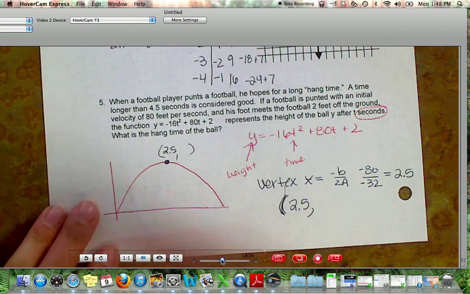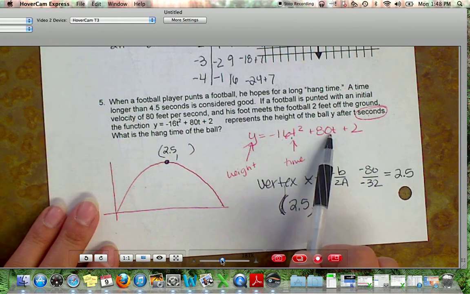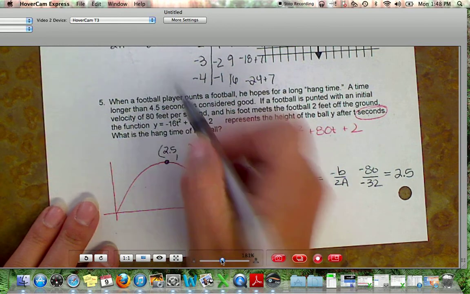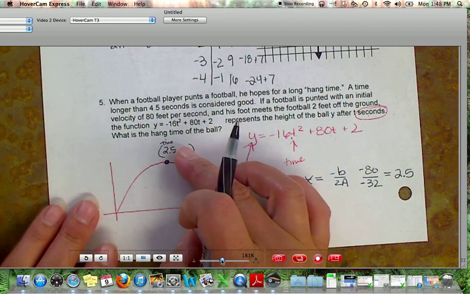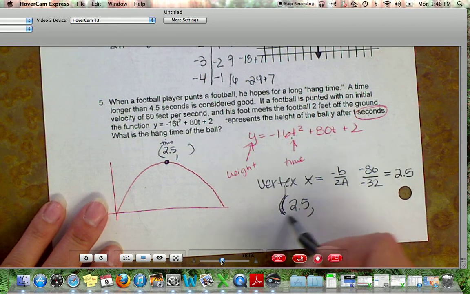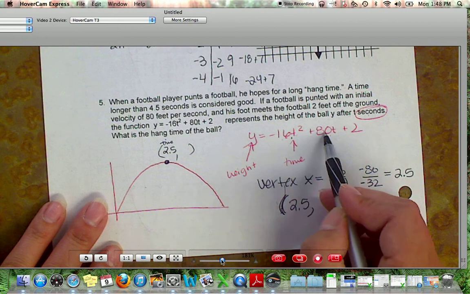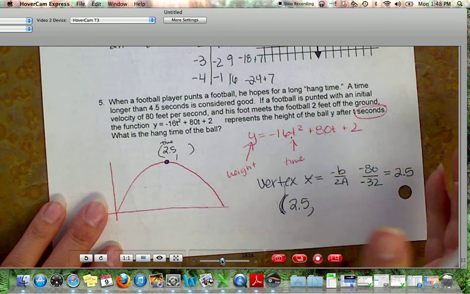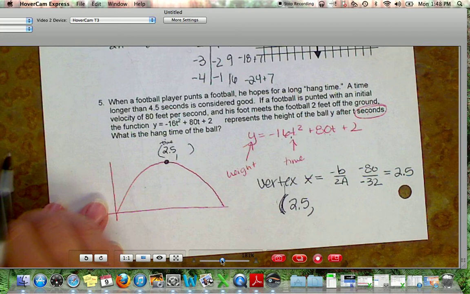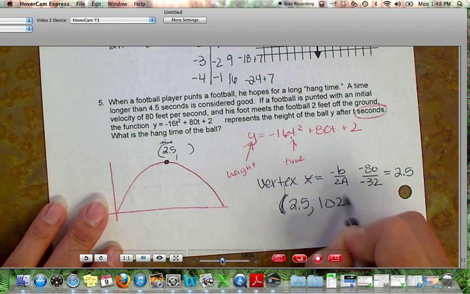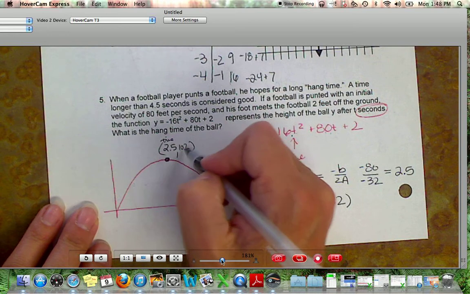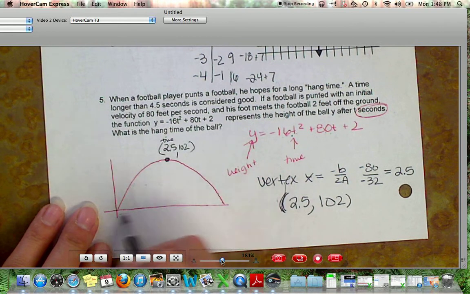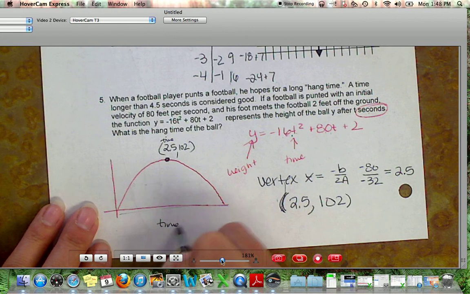Now, normally, this is your x value here. So the x value is your time in seconds. We actually don't even have to calculate the other half. I will tell you, if we take this x value, 2.5, and plug it back in here for t, because time and the x value are the same thing, we get 102. And that means this x value on your x-axis is time, and that's seconds.